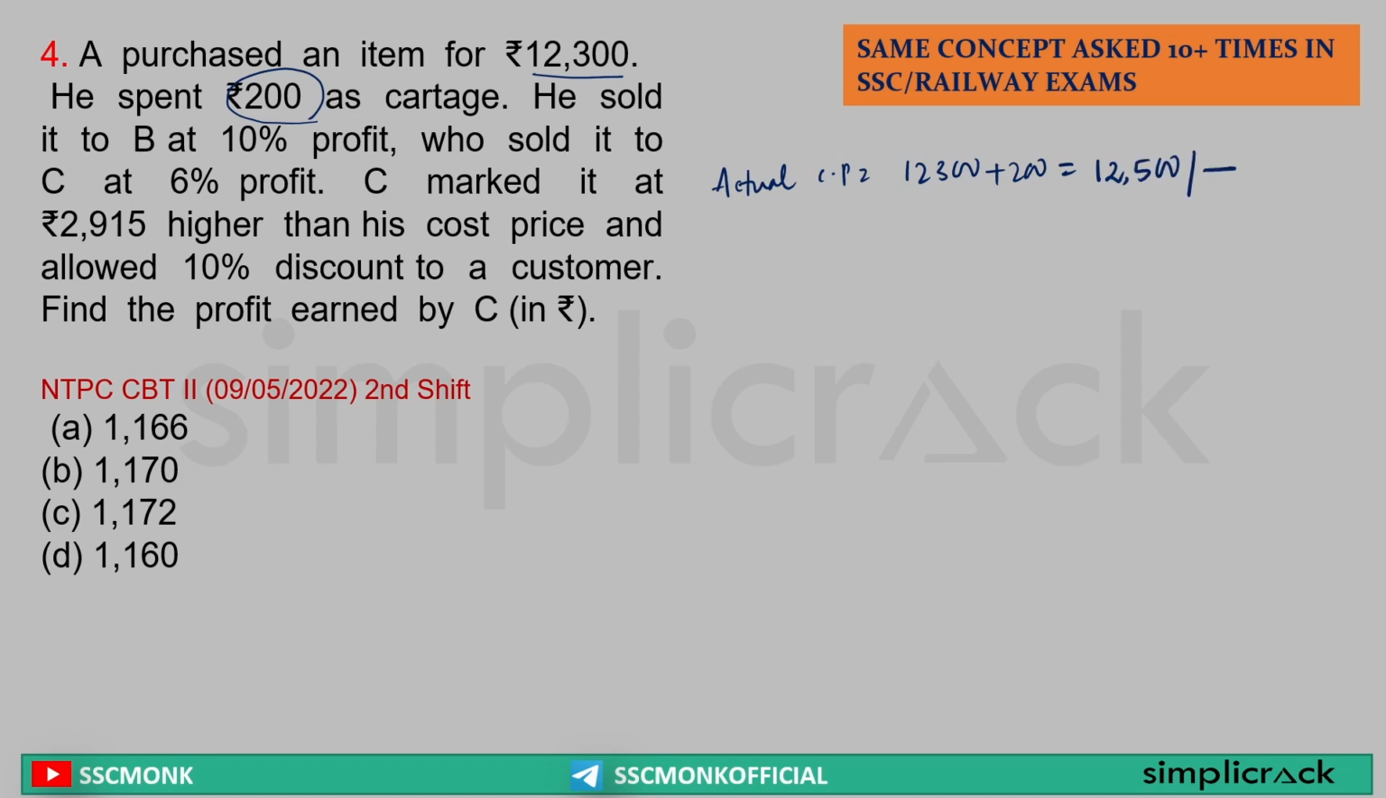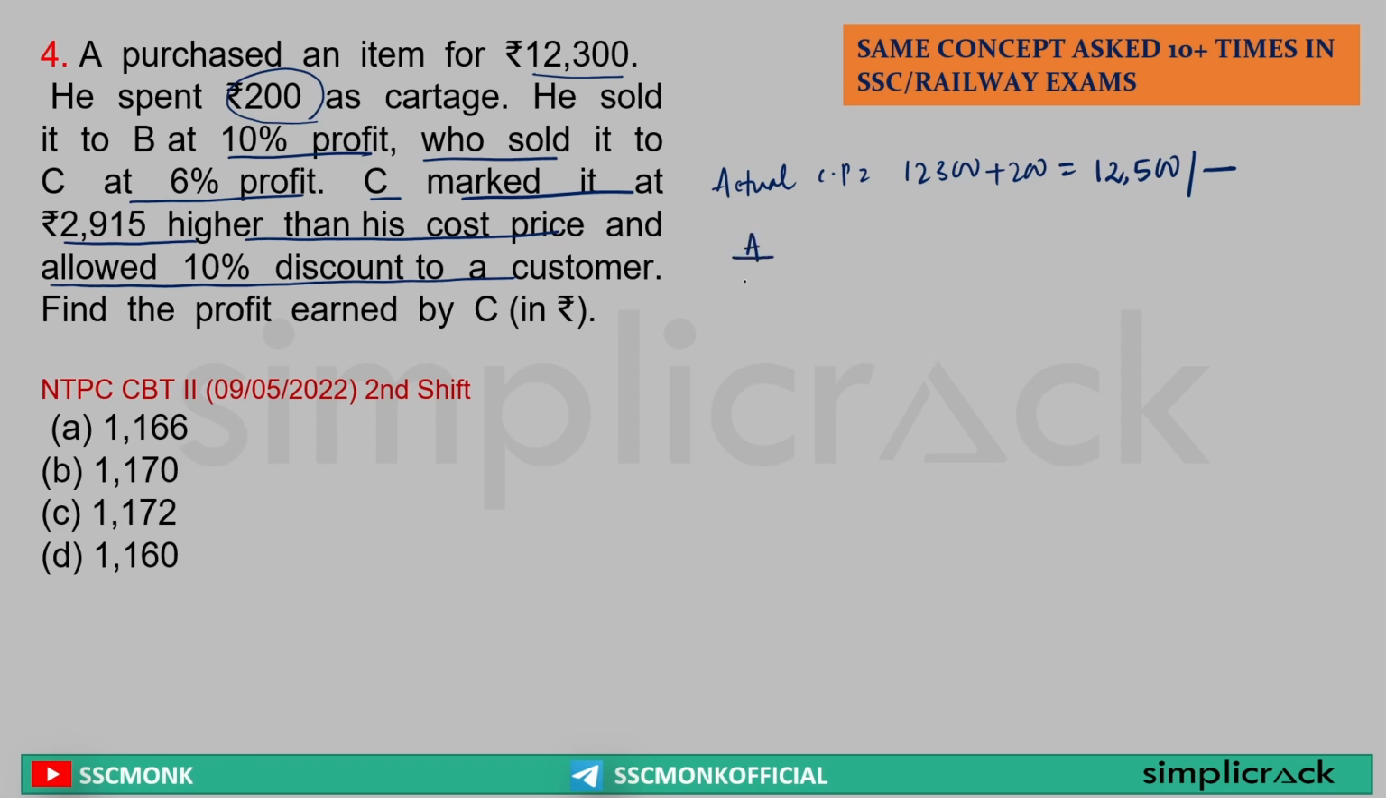Clear? Now he sold to B at 10% profit, who sold to C at 6% profit. Now C marked it at 2915 higher than its cost price and allowed 10% discount to a customer. Find the profit.